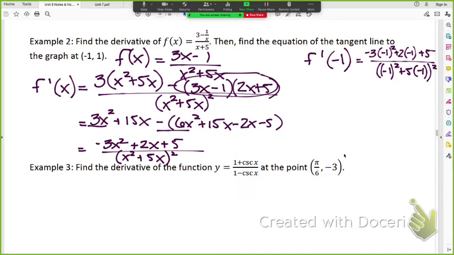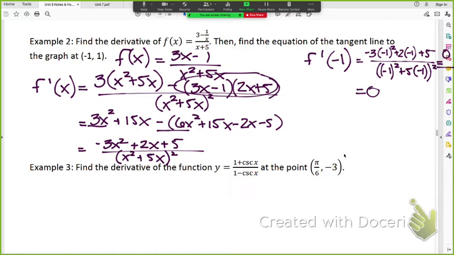What's this going to give me? Your slope. So I'm going to do -3 times -1 squared plus 2 times -1 plus 5. That gives me 0, which actually makes me stop. Why does that make me stop right there? If 0 is on top, what's my slope? 0. If 0 is on top, no matter what number is on bottom, it's going to be 0. Unless for some reason it's 0 over 0, which it really shouldn't be.